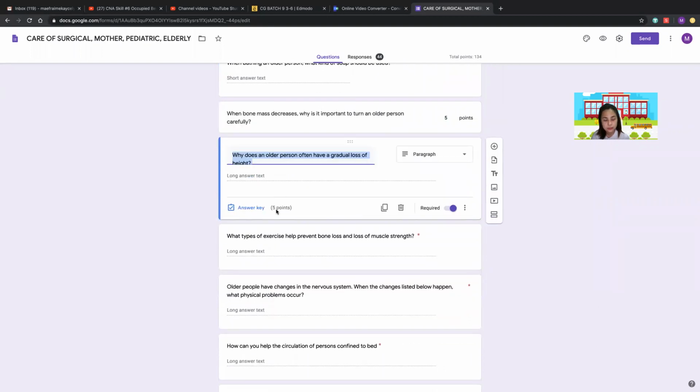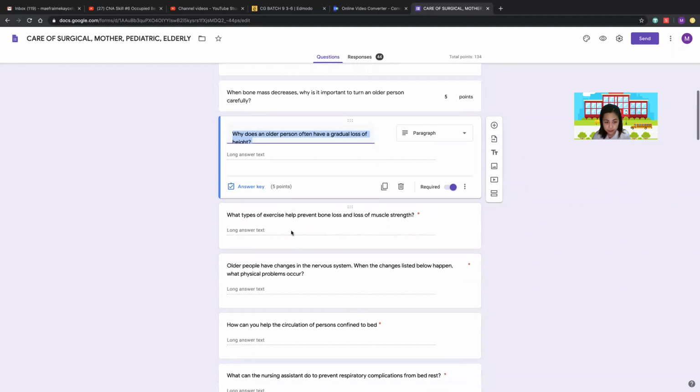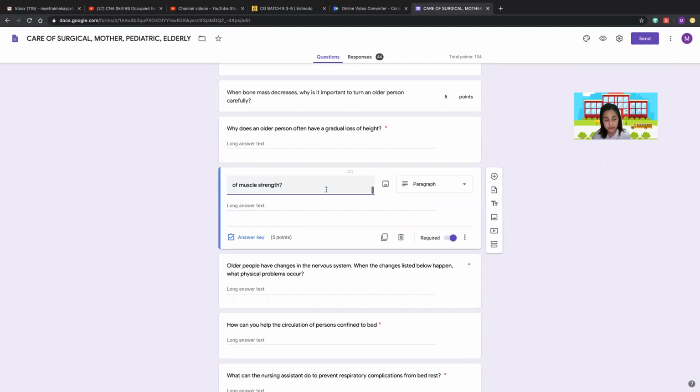Why does an older person often have gradual loss of height? It's because the vertebra is decreasing. Your vertebra, or your back, is decreasing because it's curving. That's why you have a loss of height. Then, what type of exercise helps prevent bone loss and loss of muscle strength? As I've told you, range of motion exercises are very helpful, and brisk walking is also very helpful for your patient.